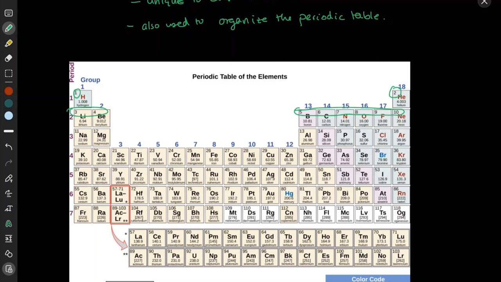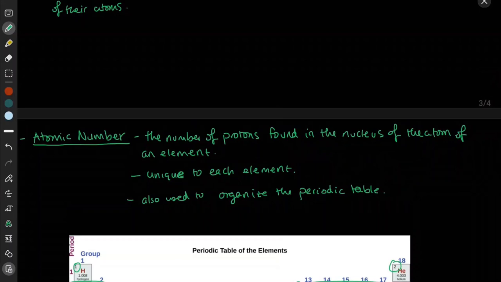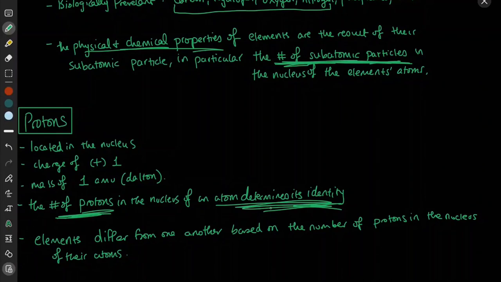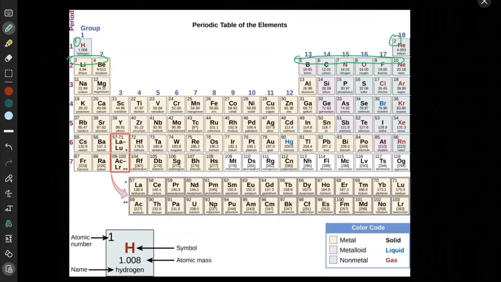Okay, and again, that's the number one key thing: the atomic number is the number of protons found in the nucleus of an atom, but it's also very unique to each element, and that number determines the identity of the element. And the corollary is that two different elements will always have two different atomic numbers, because it's the atomic number that determines the identity of that element. Okay? All right. So that was everything to do with the protons.